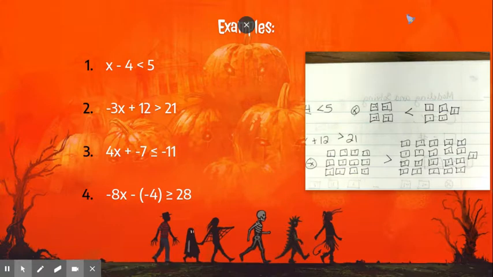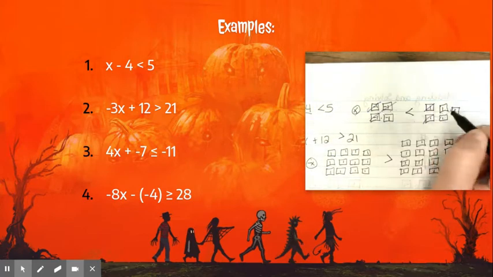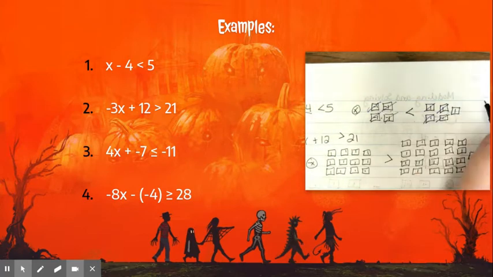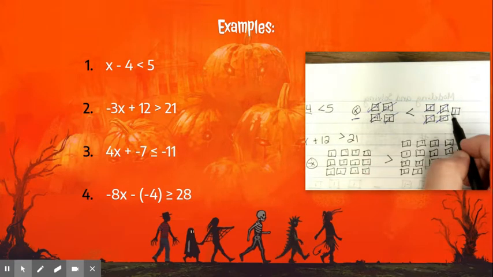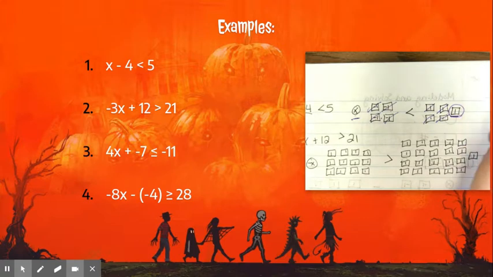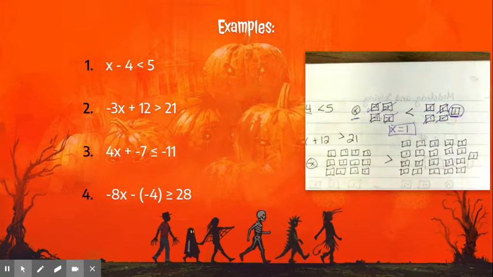Okay. So same thing. We're going to cross out our pairs. This is negative. This is positive. So we're going to cross out 1 for 1. So we crossed out 4 on each side. And I have an x and only 1 here. So it's going to be x equals 1 is our answer here.